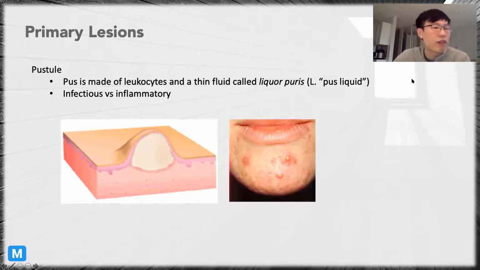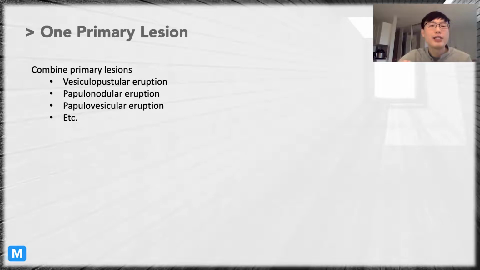So when you have your differential, you need to include both infectious causes and inflammatory causes for pustules. When you go on electives, one way to shine with your knowledge is to combine primary lesions. For example, if the patient has both vesicles and pustules, you can tell the staff, oh, this patient has a vesicular pustular eruption.